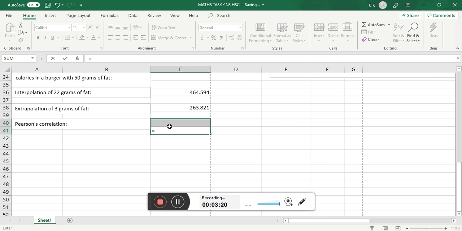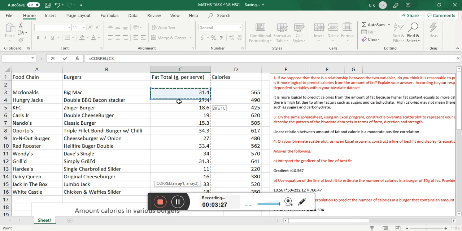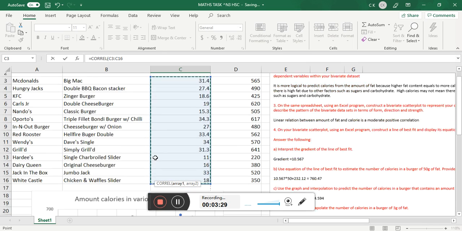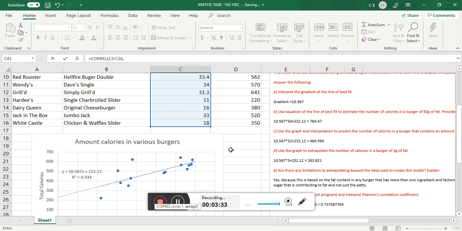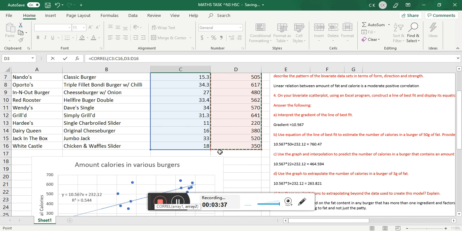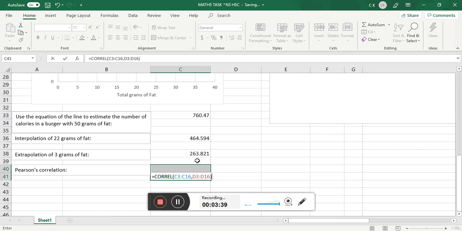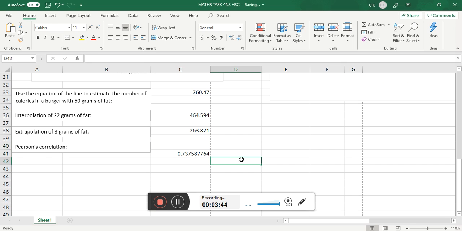To find the Pearson correlation, we're going to type in correl. And then we're going to highlight our fat, total. And we got it there. And then our number of calories. For the Pearson correlation, we press enter, and it will equal 0.737. So it will be a moderate positive.